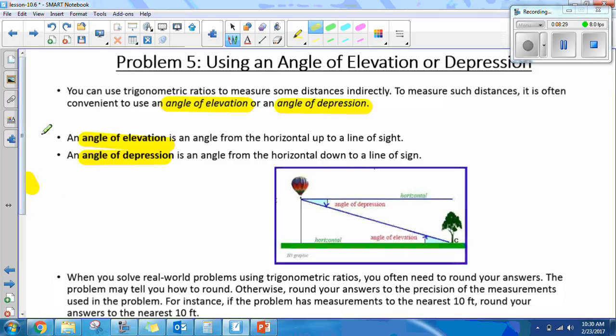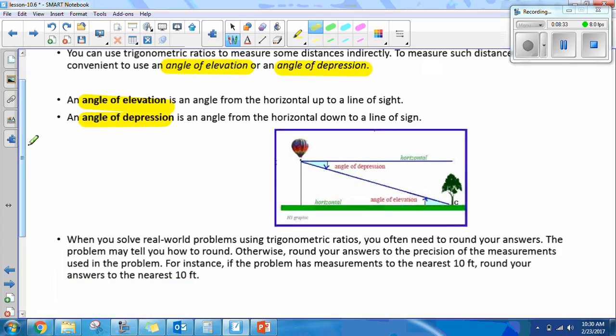When you solve real-world problems using trigonometric ratios, you often need to round your answers. The problem may tell you how to round. Otherwise, round your answers to the precision of the measurements used in the problem. For instance, if the problem has measurements to the nearest 10 feet, round your answers to the nearest 10 feet.